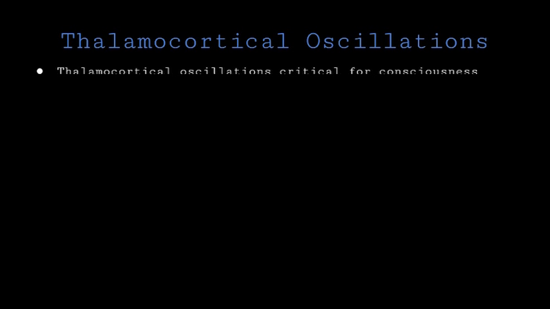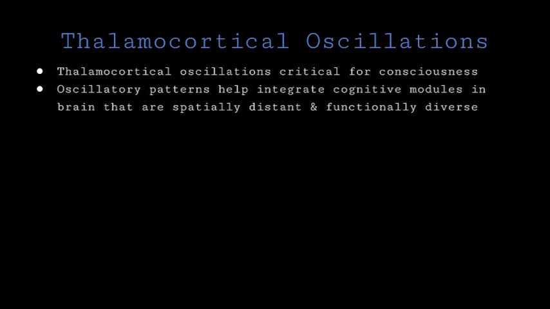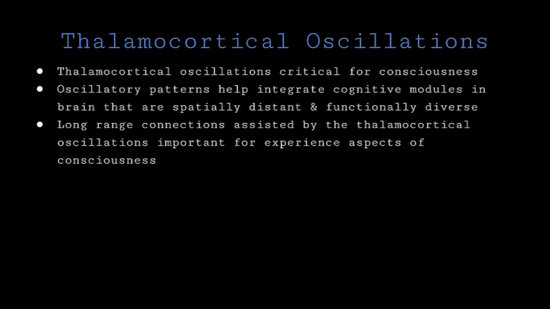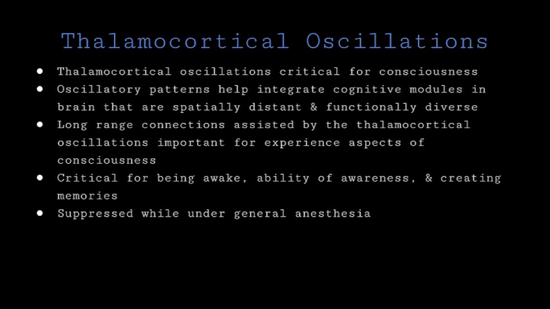Mirroring the previously mentioned studies, these researchers found that the thalamocortical oscillations are critically important for consciousness. These oscillating patterns help integrate cognitive modules in the brain that are spatially distant and functionally diverse. The long-range connections that are assisted by the thalamocortical oscillations are mainly important for the experiential aspects of consciousness. Simply put, they are critical for not only being awake, but for the ability of awareness, as well as creating memories. These are the areas that are also suppressed while under general anesthesia.